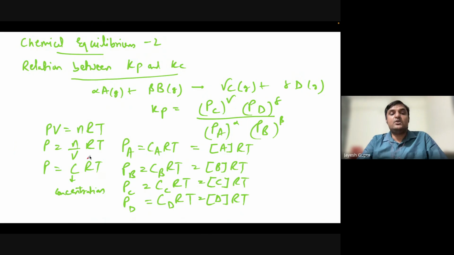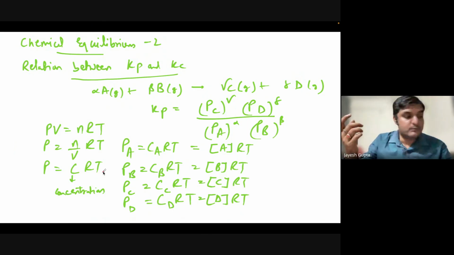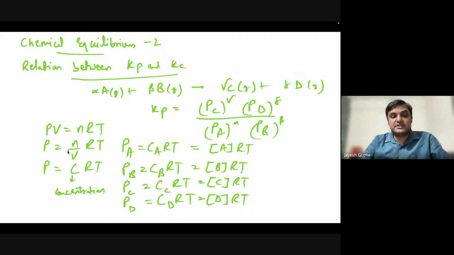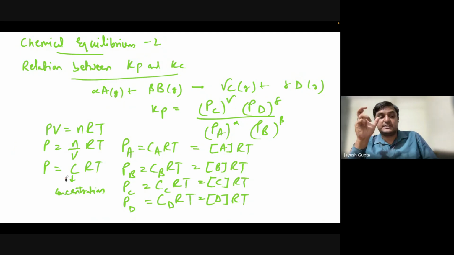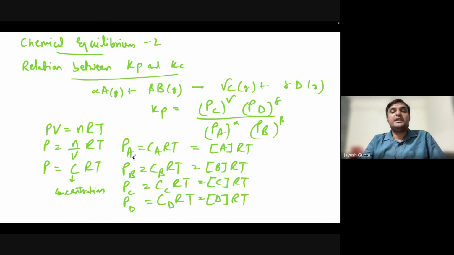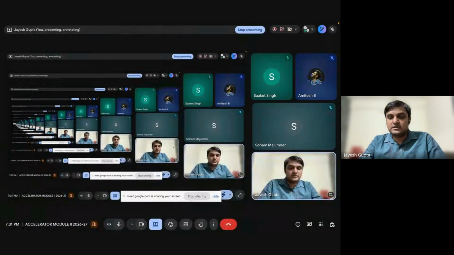And you know now n by V is what? Number of moles divided by volume in liter. So that is concentration. So your formula became P is equal to CRT. Now you got a relationship between concentration and pressure. This you can substitute. So for PA, you will write concentration of A into R into T. You know the ideal gas equation. This has been taught to you.